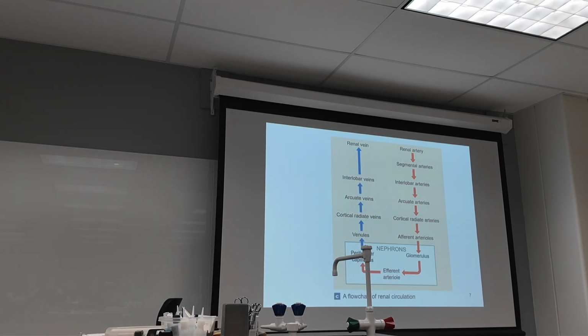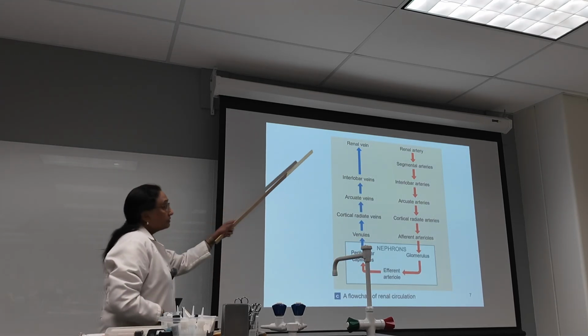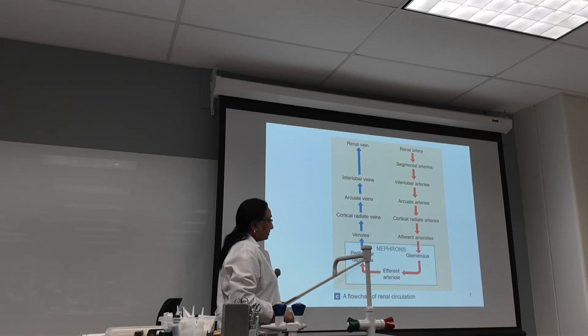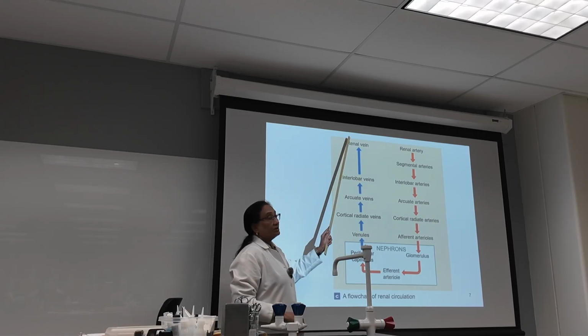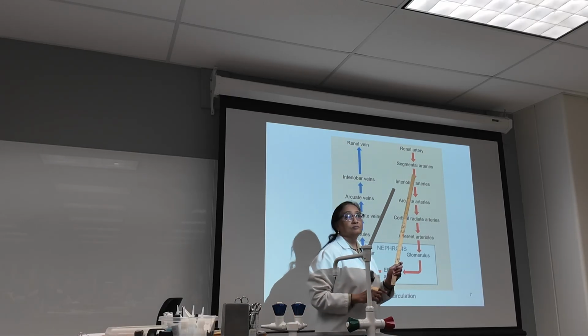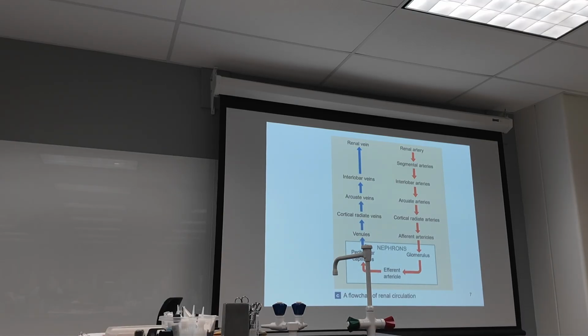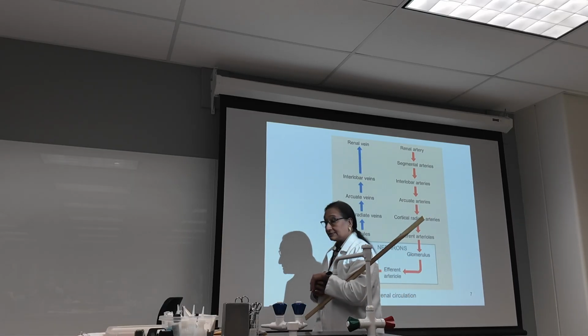This is the pathway of blood flow. This is the oxygenated side, right up till the peritubular capillaries, and after that it's all veins. So try to identify them on the model as well. You should be able to identify all of the ones that are listed.